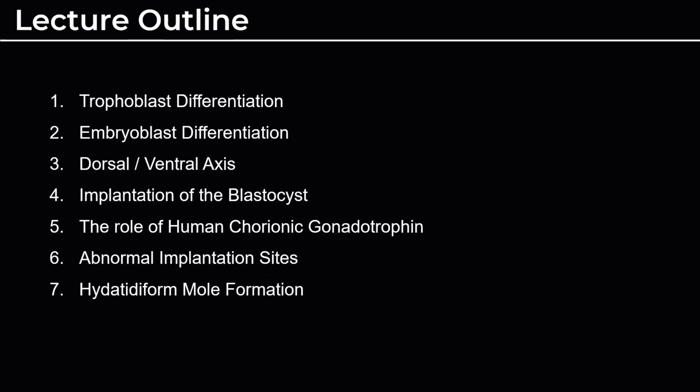And this is the way the lecture is going to plan out. So first of all, we're going to look at trophoblast differentiation, followed by embryoblast, which is establishing the dorsal ventral axis. And then we're going to look at the implantation of the blastocyst, and then the role of HCG, the abnormal implantation sites, and the hydatidiform moles.